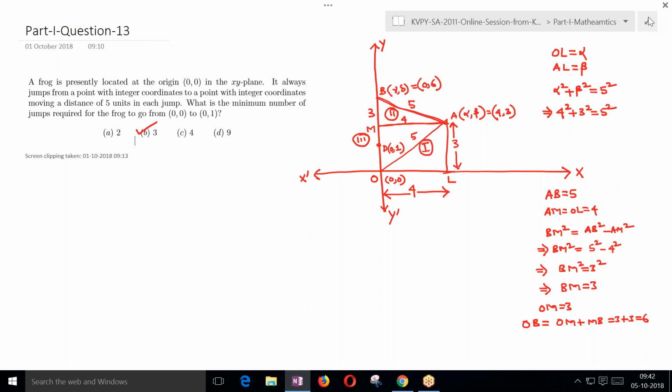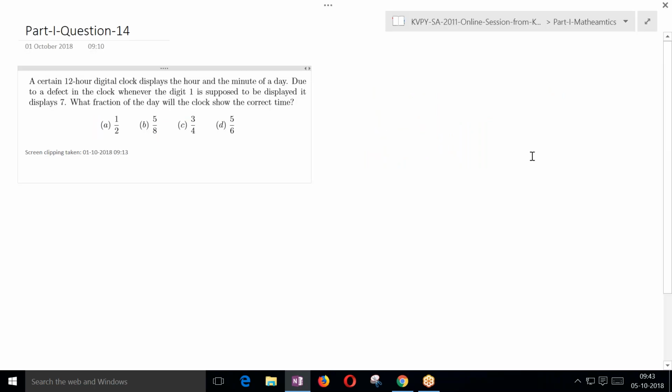If you look into question 14, it mentions that a certain 12-hour digital clock displays the hour and the minute of a day. Due to a defect in the clock, whenever the digit 1 is supposed to be displayed, it displays 7. What fraction of the day will the clock show the correct time? It is a challenging question, and I want each one of you to proceed with my hints. The clock will show the incorrect time between what?